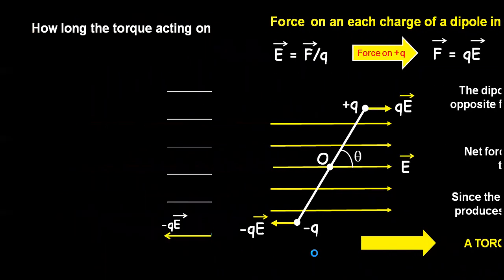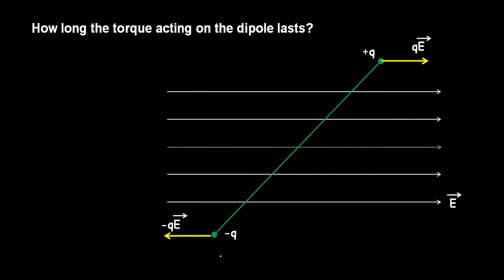Okay. Now, how long does this torque act on a body? In the previous slide we saw that when a dipole is placed in a uniform electric field, the net force on it is 0 and only torque is there. Until when will this torque act on the dipole? For how much time is the torque going to last on the dipole, right?